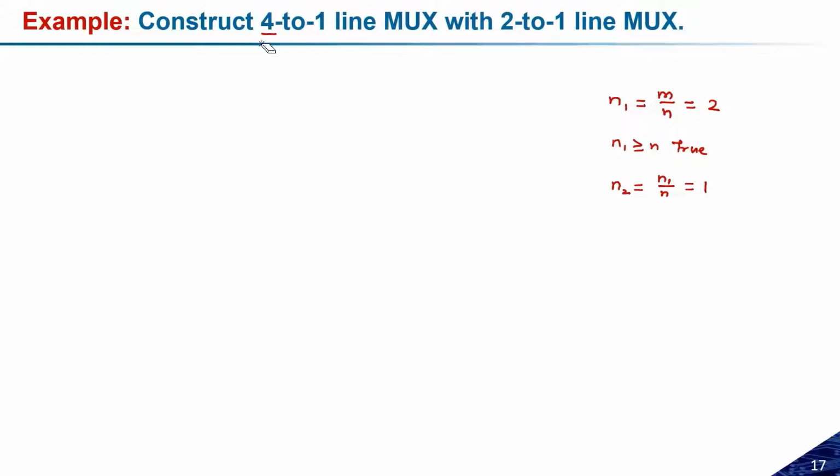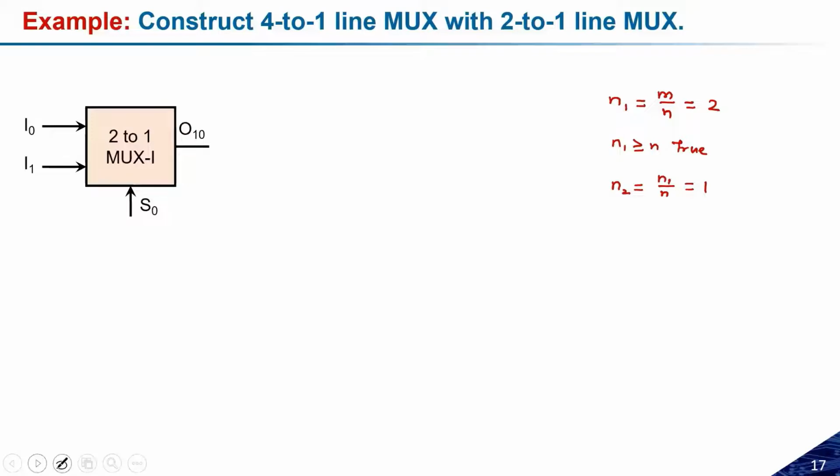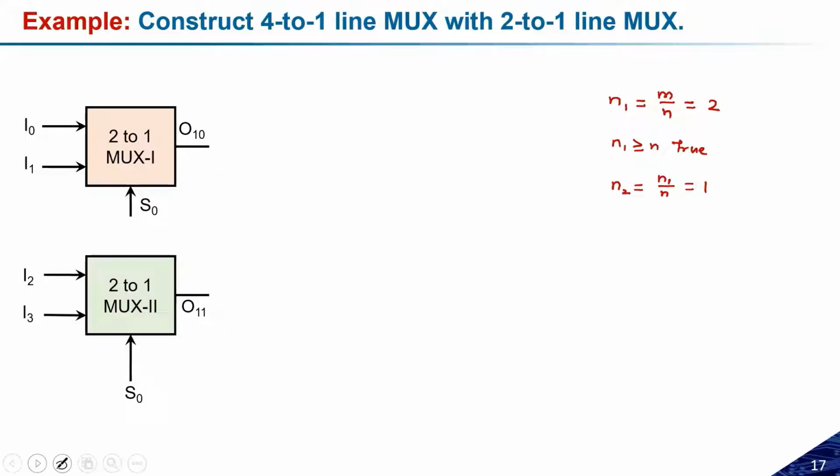Let us see how we can connect those things. Suppose this is the first multiplexer having 2 inputs, I0 and I1, and one control signal, which is S0. I am considering the output of this multiplexer as O10. What is the meaning of this O10? I will tell you. Now we need one more multiplexer at the input side, and let us consider its inputs are I2 and I3. The control signal is again S0, and here the output is O11.